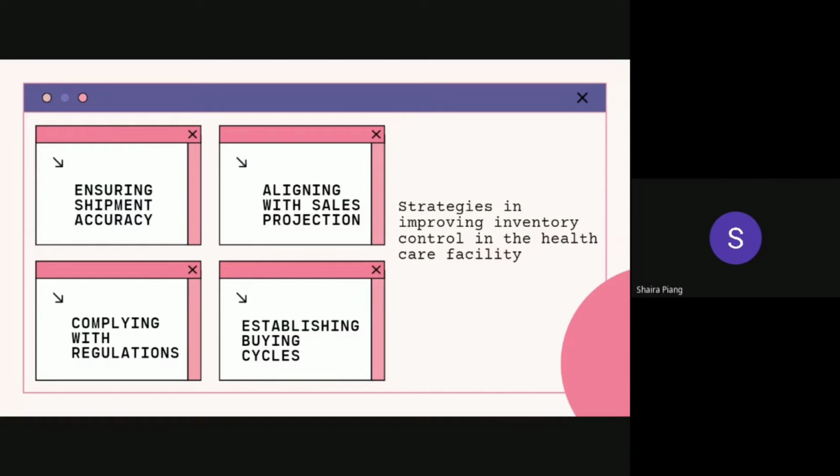Third, complying with regulations. The health institution should be responsive to the current trends and needs of the highly regulated healthcare industry. Regulators monitor health institutions and determine the success or failure of companies to serve the best interests of the patients. Lastly, establishing buying cycles.